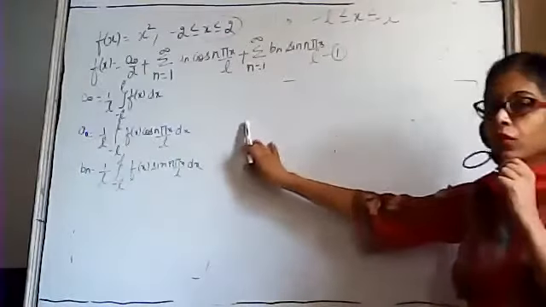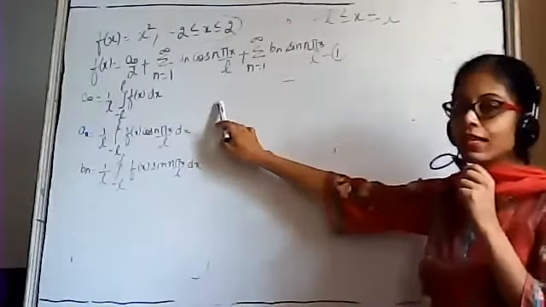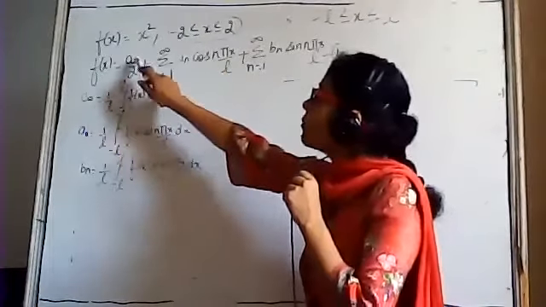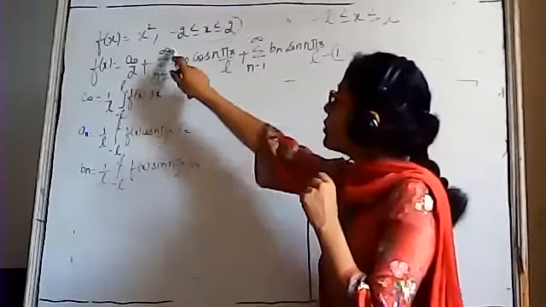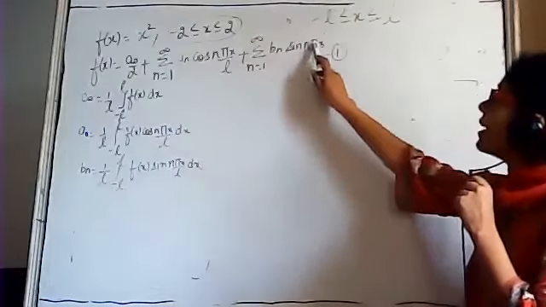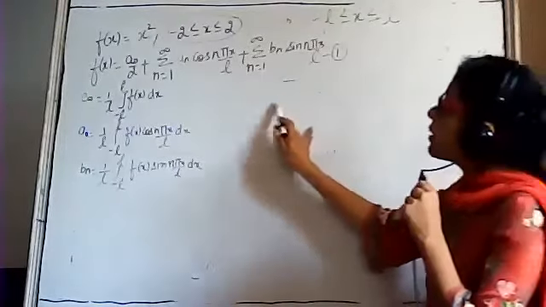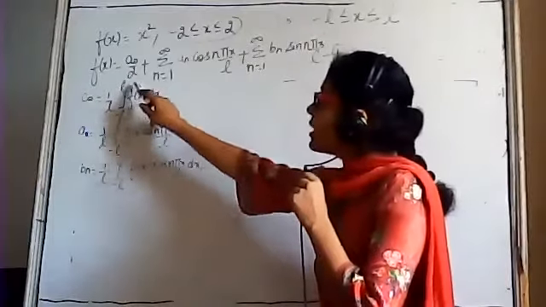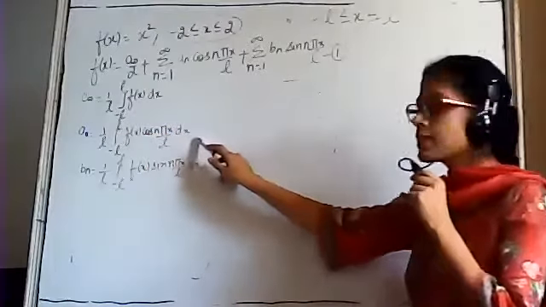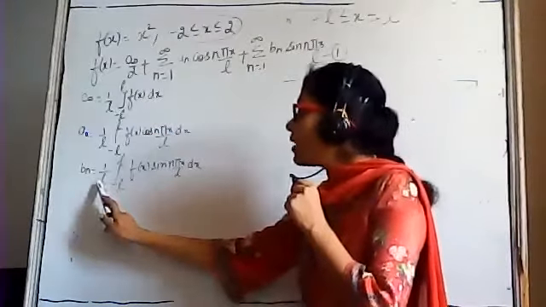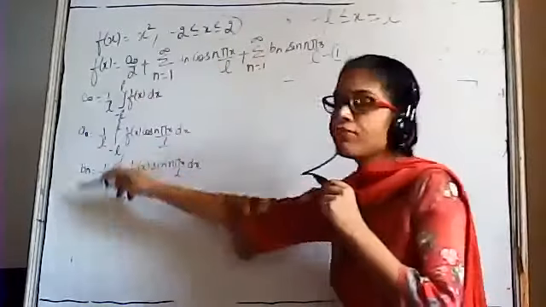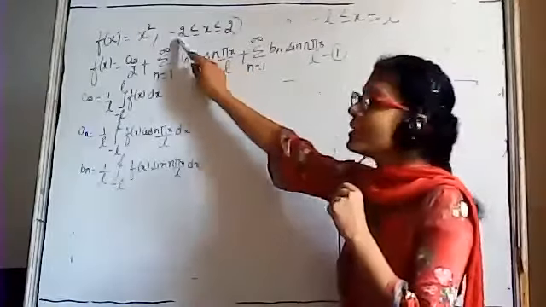I hope you all know the formulas we have done last time. If the limits are from minus L to L, the Fourier series is given by a0 by 2 plus summation n varies from 1 to infinity a_n cos n pi x by L plus summation n varies from 1 to infinity b_n sin n pi x upon L, where a0 is 1 by L integral from minus L to L f(x) dx, a_n is 1 by L integral from minus L to L f(x) cos of n pi x upon L dx, and b_n is 1 by L integral from minus L to L f(x) sin of n pi x upon L dx. These are the general formulas if we have the limit from minus L to L.